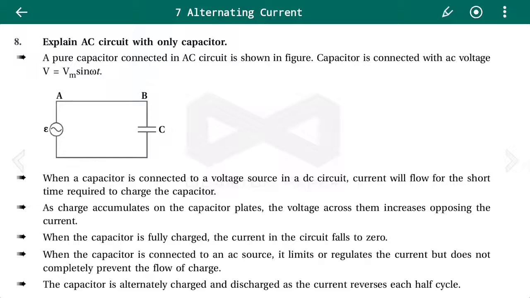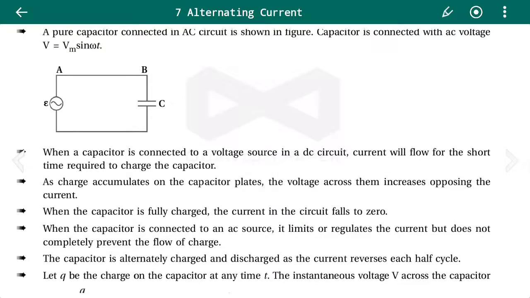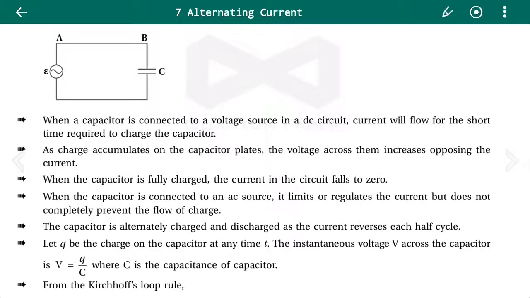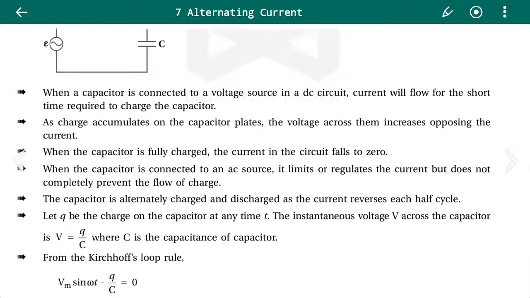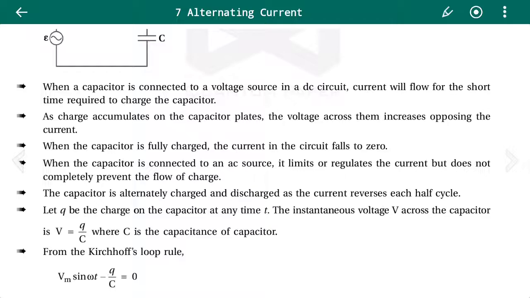Capacitor is connected with AC voltage V equals Vm sin omega t. That we already know, the AC voltage equals Vm sin omega t. When a capacitor is connected to a voltage source in a DC circuit, current will flow for the short time required to charge the capacitor. As charge accumulates on the capacitor plates, the voltage across them increases, opposing the current. When the capacitor is fully charged, the current in the circuit falls to 0.